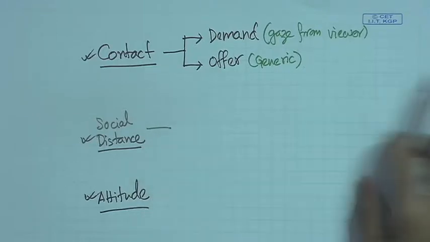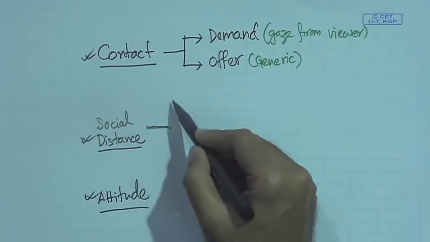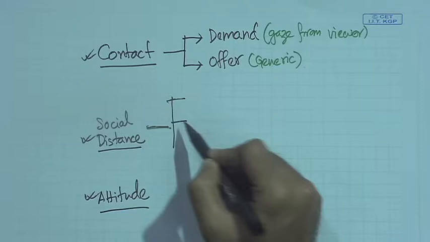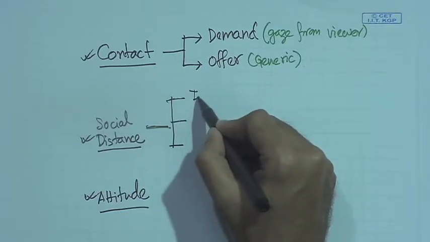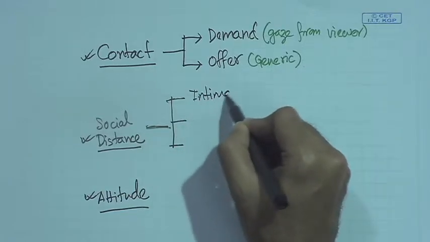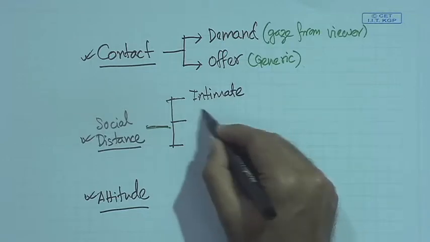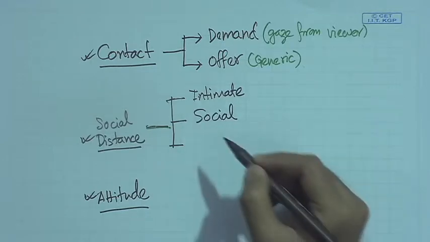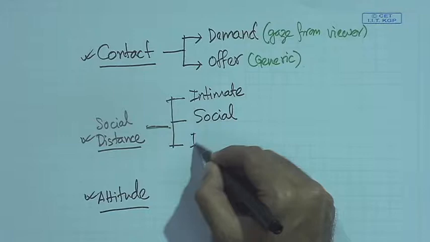Now, let us look at the second aspect, the social distance. We have three levels of social distance here. One could be intimate, one could be social, and the other is impersonal.